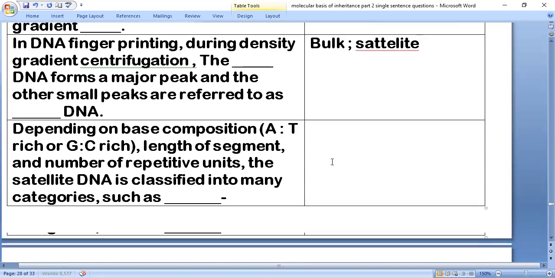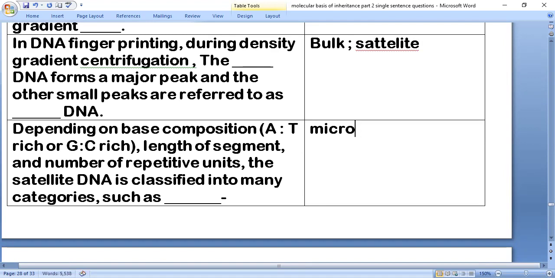Satellite DNA, depending on the base composition, AT rich or GC rich, length of segment and number of repetitive units, is classified into many categories such as microsatellites, minisatellites and many satellites.